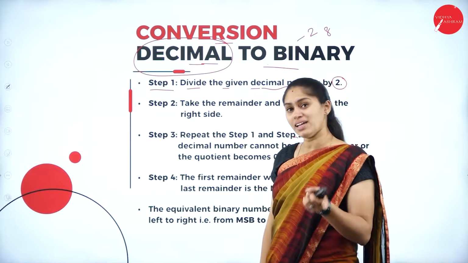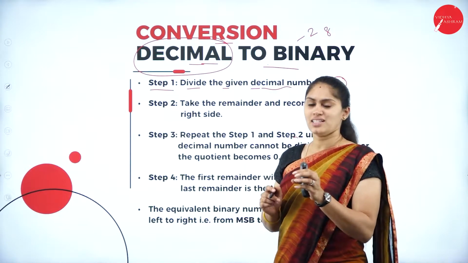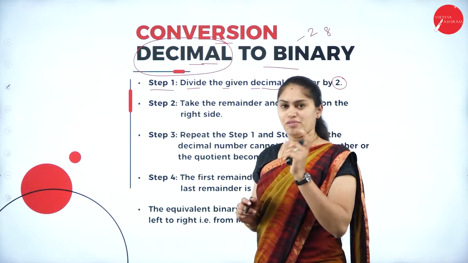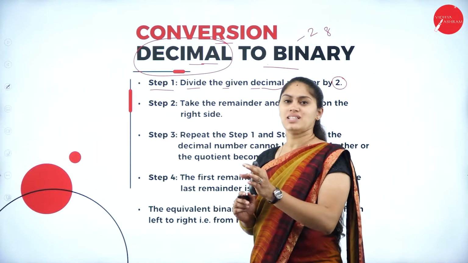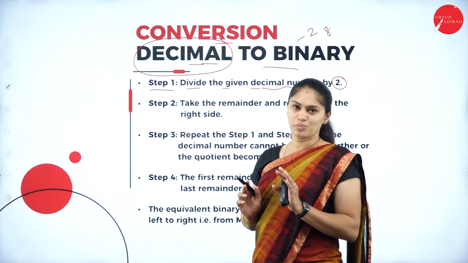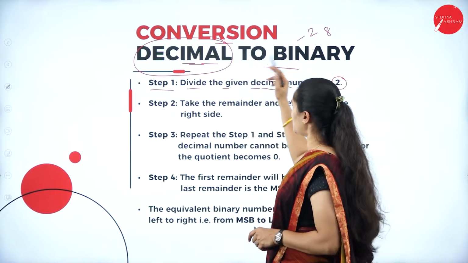What if it is binary to decimal? Here the second word is decimal. So for that reason, you have to multiply. If it is decimal to binary, divide it by 2. If it is binary to decimal, multiply it by 2. Okay, that is the simple thing you all need to remember. So, here decimal to binary.